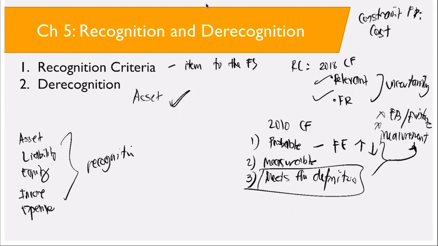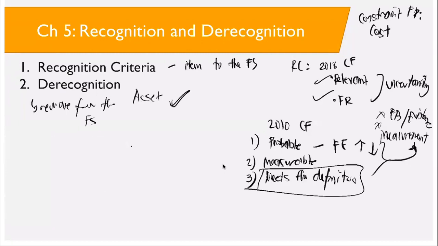What is your derecognition? Derecognition happens if ever, guys, that you will already remove from the financial statements, remove from the FS a particular item. Okay, so normally, which items again remain in the FS? Those items presented in the SFP or Statement of Financial Position. These are your assets, liabilities, and equity. Normally, derecognition pertains to the removal of your assets, liabilities, or equity on the FS.